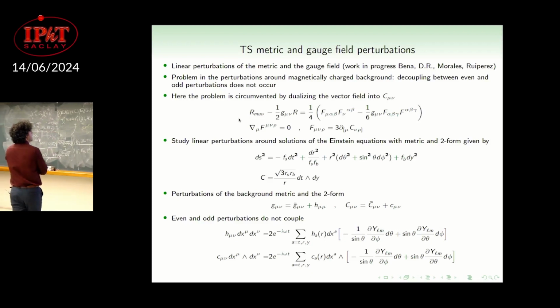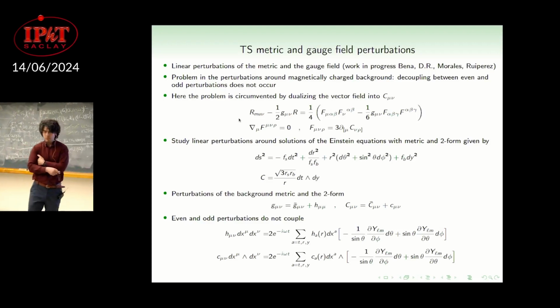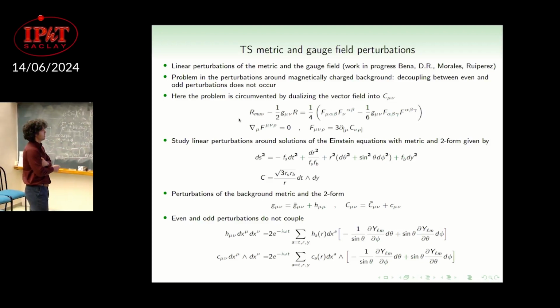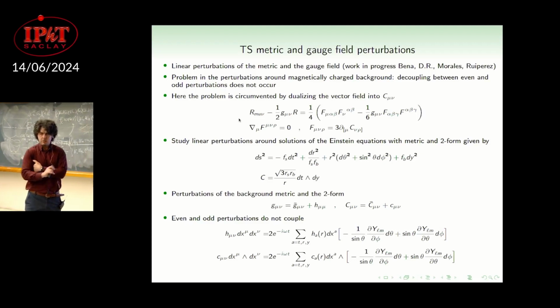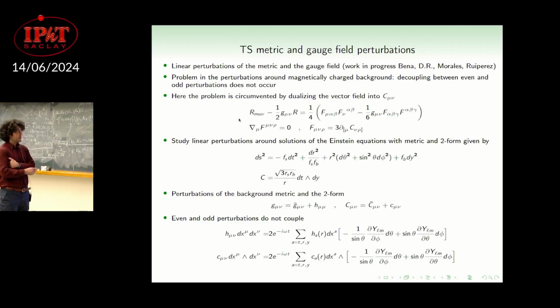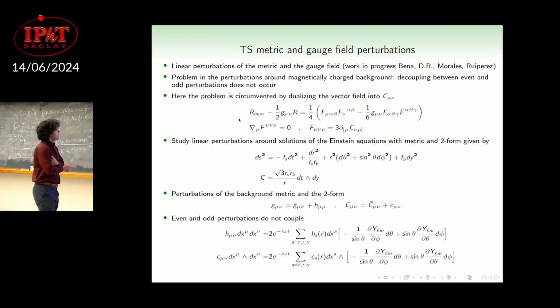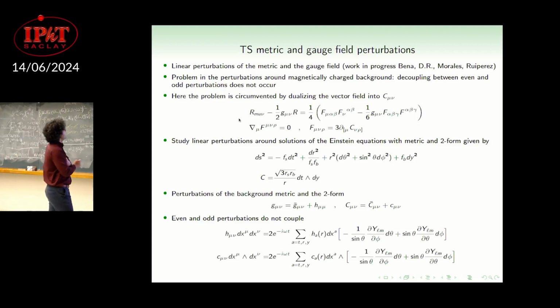Okay, so let me discuss, this is a work in progress. We are working on the metric and gauge field perturbation of the topological star with Francisco, Josif, and Francesco. So all the results are quite solid, but not completely fixed. And, sorry, there is a misprint here.